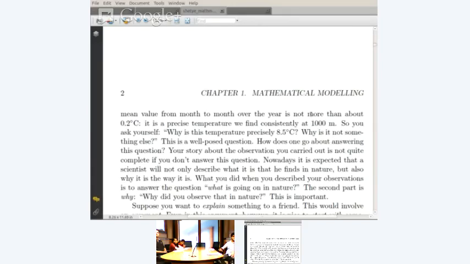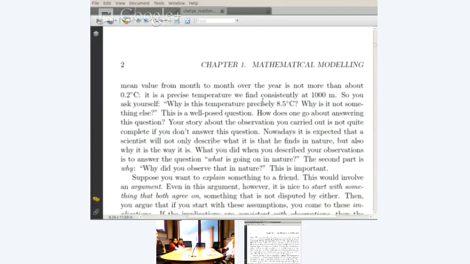So we would not like to just say that the temperature at 1000 meters depth is 8.5 degrees Celsius and that its standard deviation is 0.2. We would also like to know, why is this temperature 8.5 degrees Celsius? Why is it not something else? Why is it not 5 degrees? Why is it not 12? And why is that band so narrow, no matter where you go? So this is a well-posed question. It remains to be seen if we can answer it. And then the question is, how does one go about answering this question?